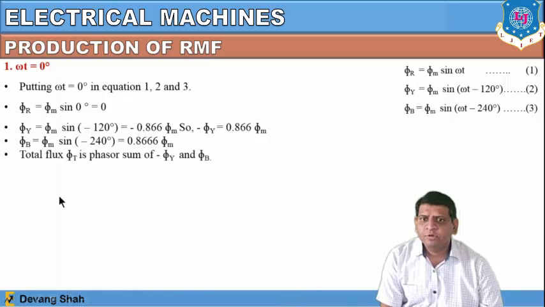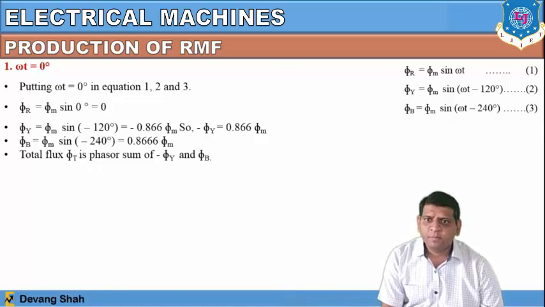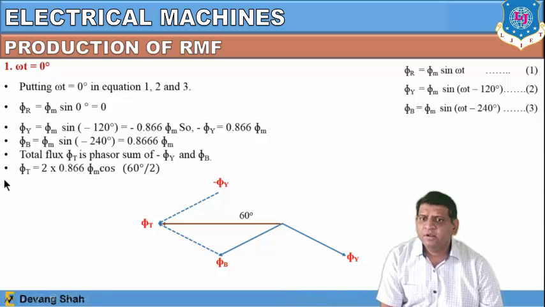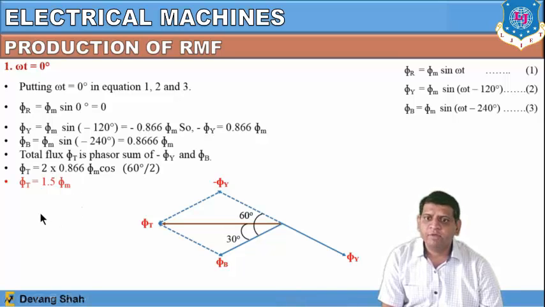Now if we put these three fluxes in a phasor diagram, the total flux phi T is the phasor sum of phi R plus phi Y plus phi B. Taking the phasor sum, phi T is equal to 2 into 0.866 phi m into cos 60 by 2. From this phasor diagram, using trigonometry, the total flux at the position where omega t is equal to 0 is 1.5 times the maximum flux value. So phi T is equal to 1.5 into phi m. This is the resultant value.